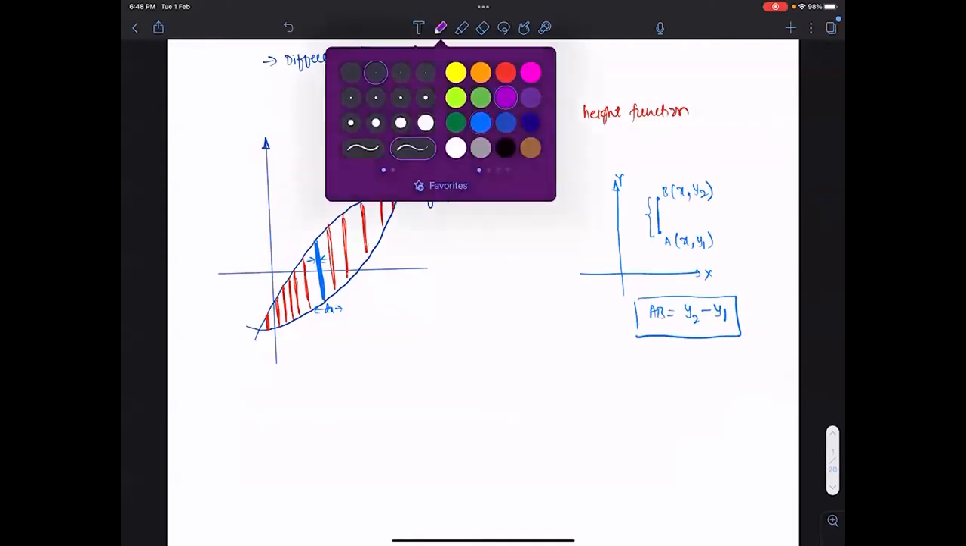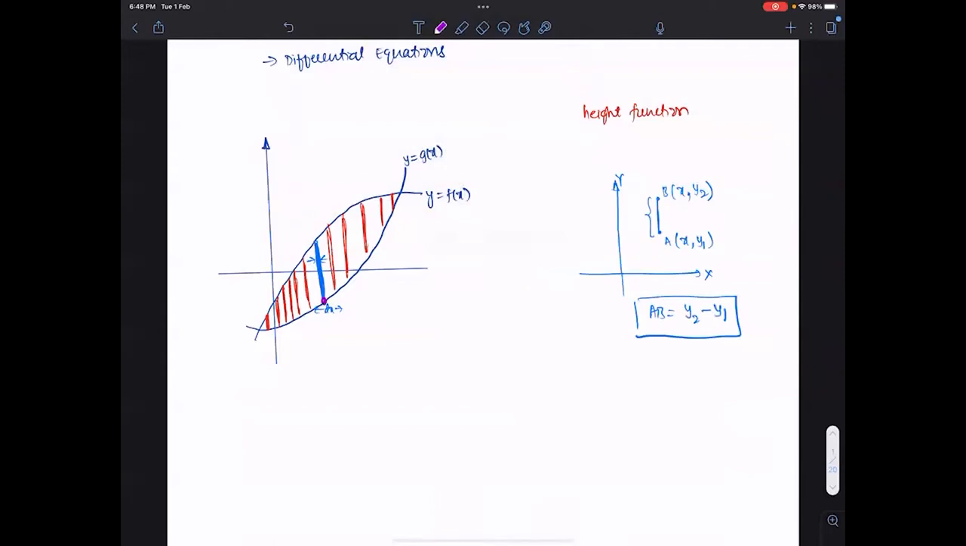If you see this graph, I'm marking 2 points now, A and B. Both of them will have the same x coordinate since it is a vertical strip. I call it a vertical strip. Now, what will be the y coordinate of point A? It is on y equals g of x, so the y coordinate will be g of x. What is the y coordinate of point B? f of x. So what will be the height function here? f of x minus g of x.